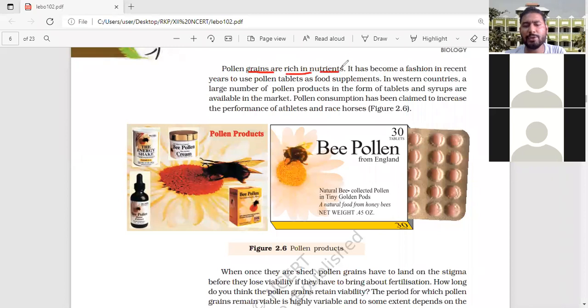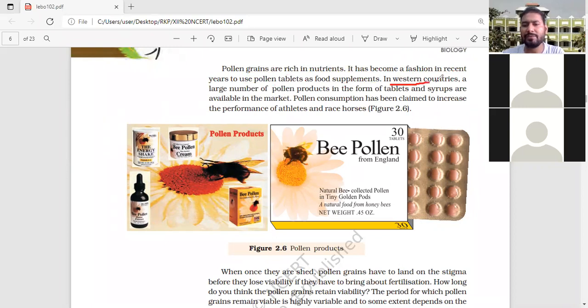Pollen grains are rich in nutrients. It has become a fashion in recent years to use pollen tablets as food supplements. Fashion means as food supplements. Those persons who go to the gym, or who are very sincere about their health, are using such things. In recent years we are using tablets or food supplements made up of pollen grains.